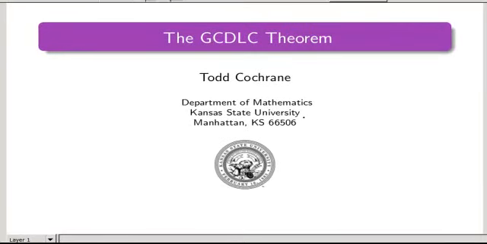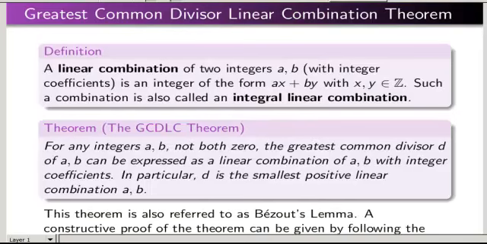In this section, we're going to look at what I call the GCDLC theorem, greatest common divisor linear combination theorem. So let's start with a definition of what we mean by a linear combination. You may have run into that word in vector spaces when you're talking about linear combinations of vectors. It's a similar concept here, only we're just dealing with integers.